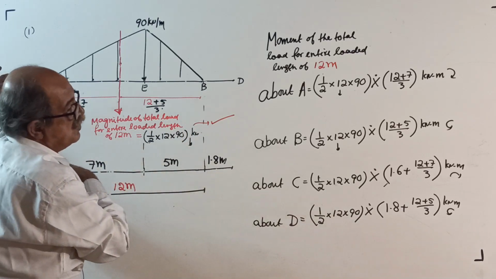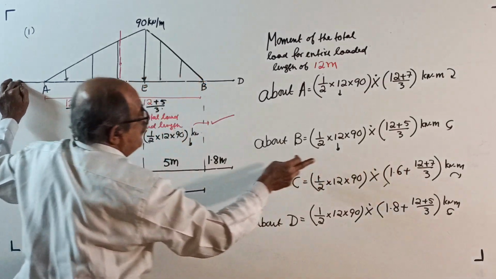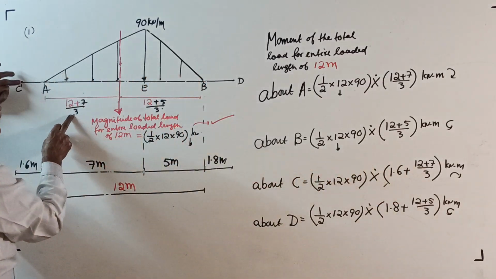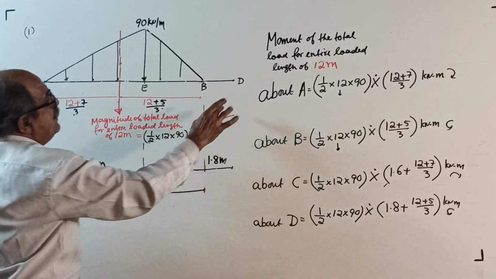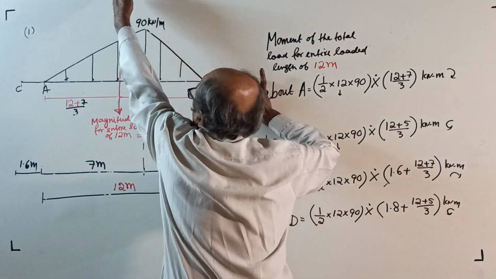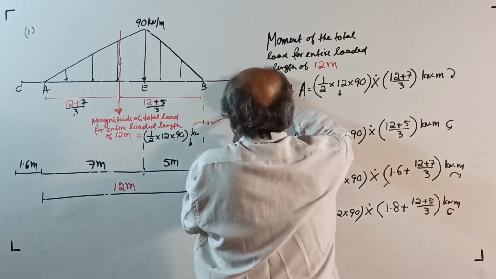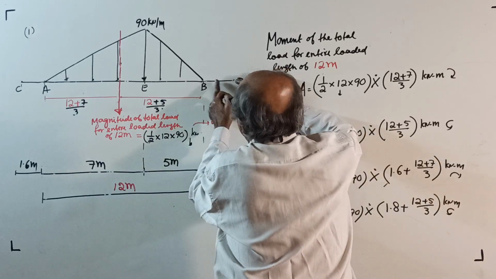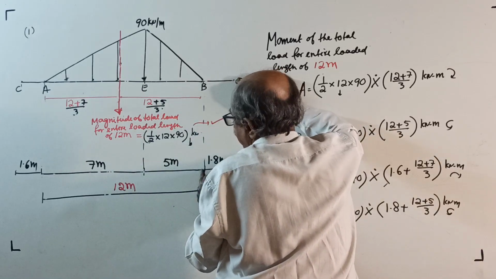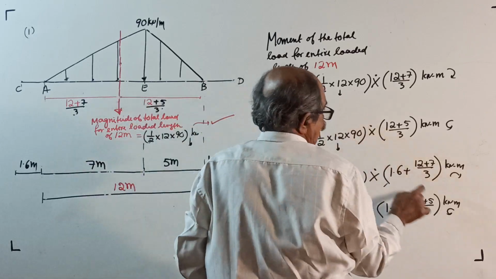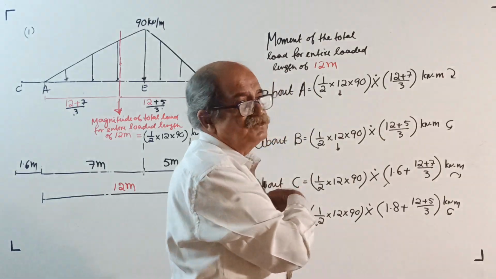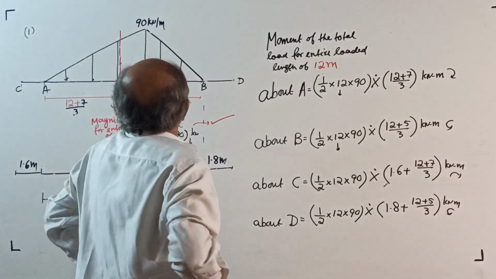12 plus 7 by 3 here. I mixed up. 12 plus 7 by 3 from here. Written correctly. Moment about D, the total load into 1.8 plus 12 plus 5 by 3 is the moment. Okay. Now over. Now write.